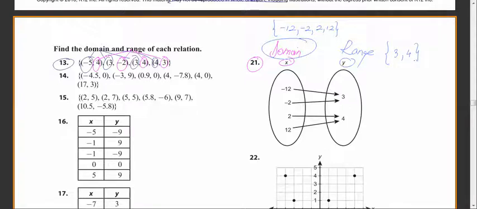Strange, right? If you want, you can write the whole relation as what? Ordered pairs, right? The first pair, -12 and 3. Second pair, -2 and 3. Third one, 2 and 4. And the last one, 12 and 4. Right? Make sure for the parentheses.